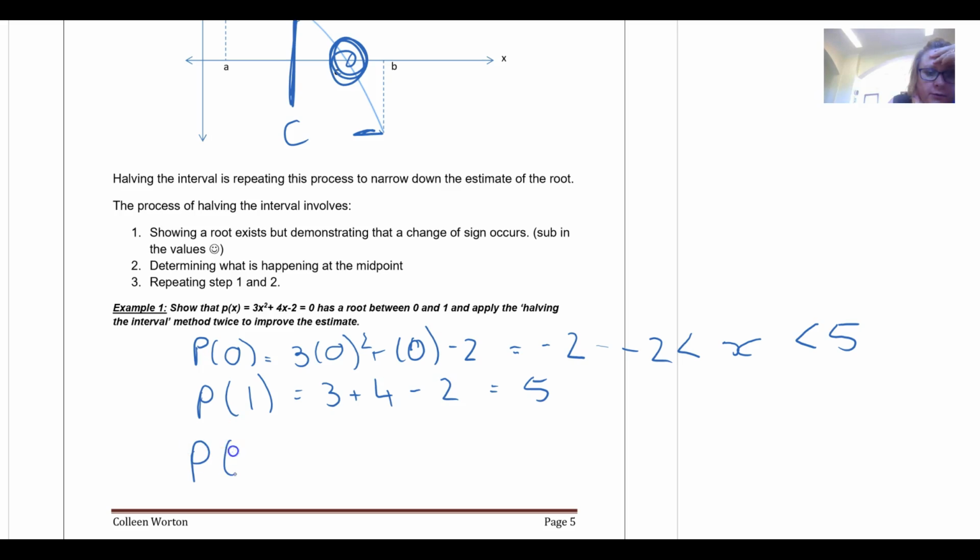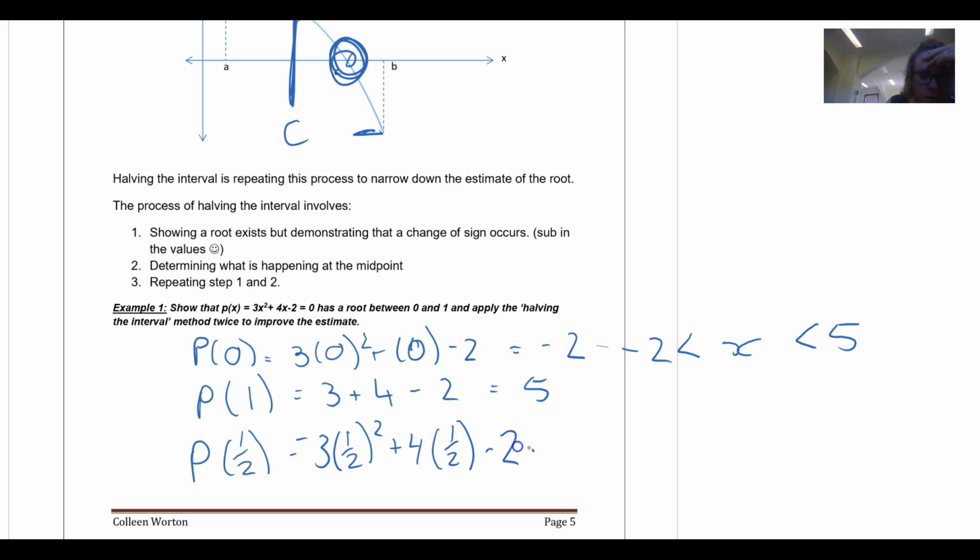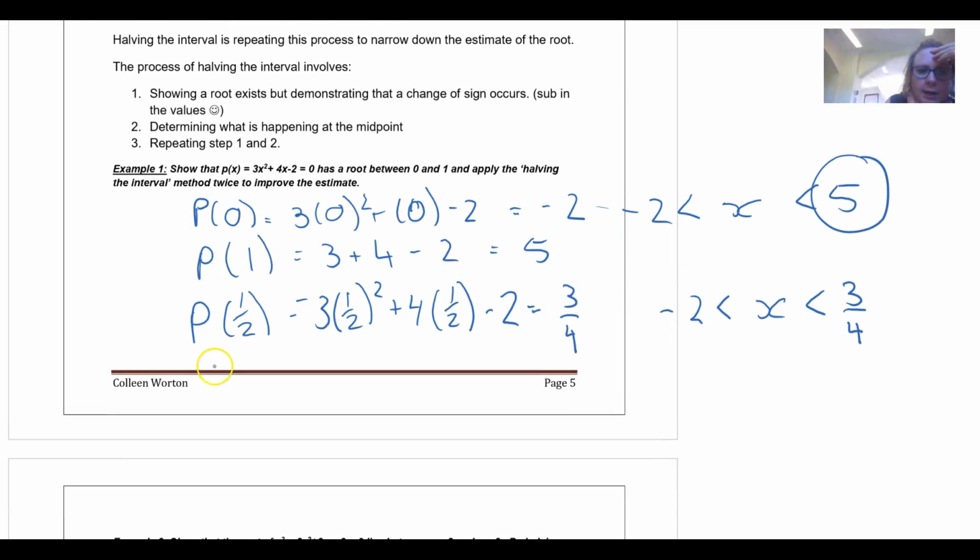So P of a half is 3 times a half squared plus 4 times a half minus 2, which is 3/4 plus 2 minus 2, which is 3/4. So the root now lies between minus 2 and 3/4. Why have I got rid of the 5? Because 3/4 is still positive. It's still on the positive side. If I wanted to halve it again, I would go 1/4.